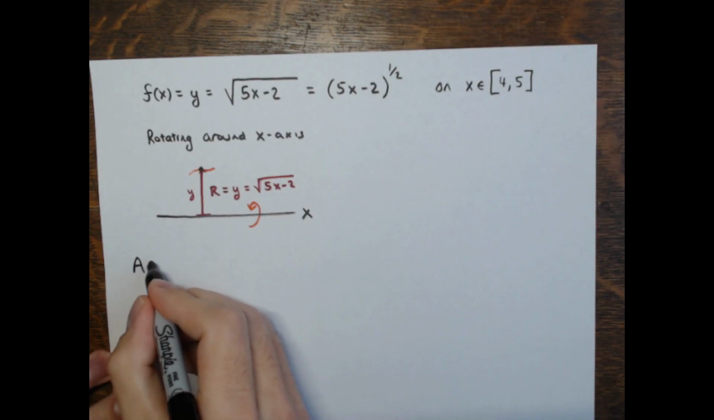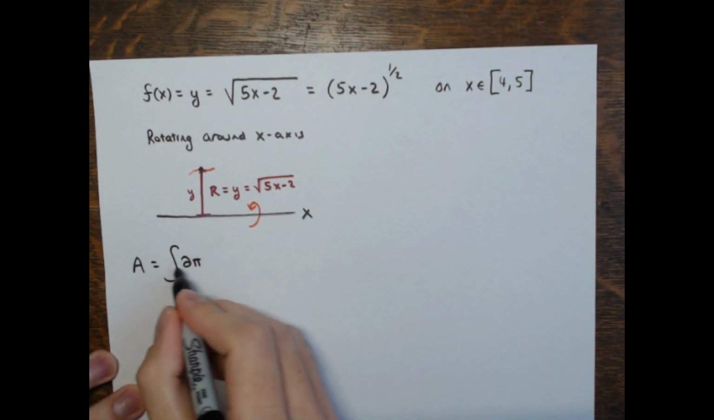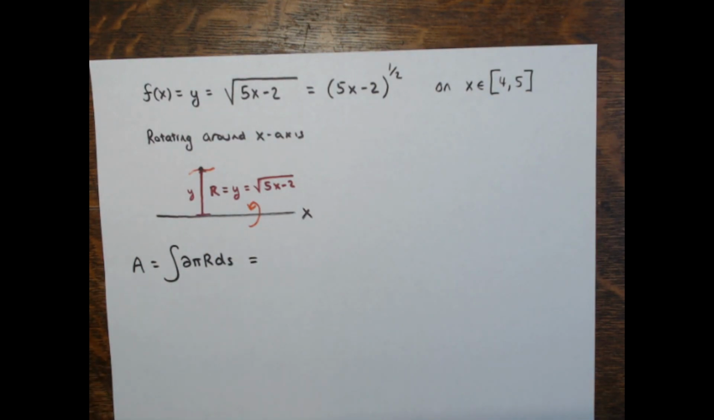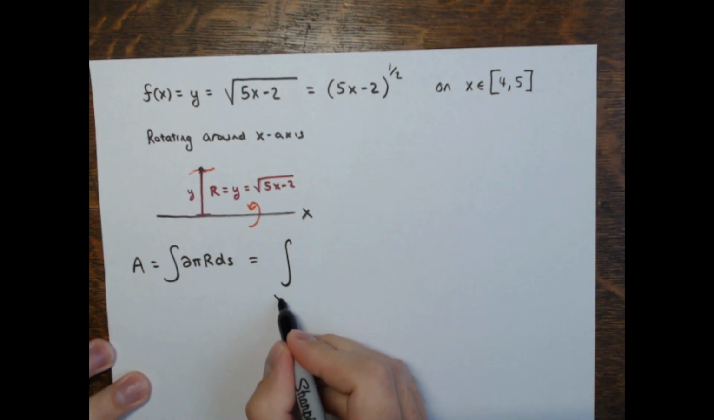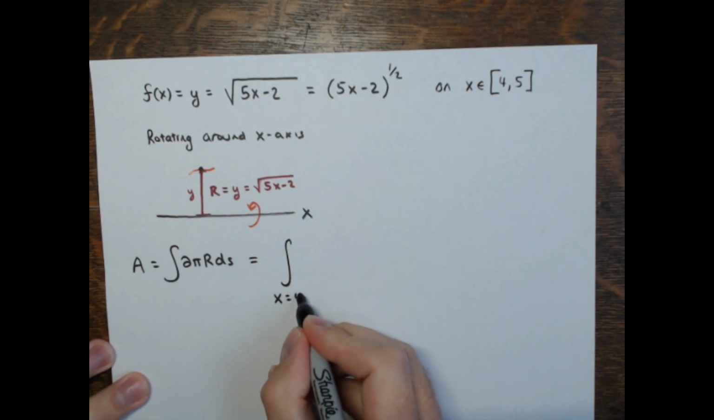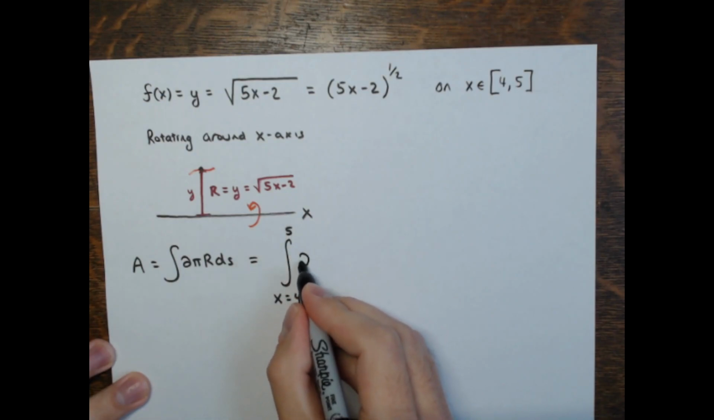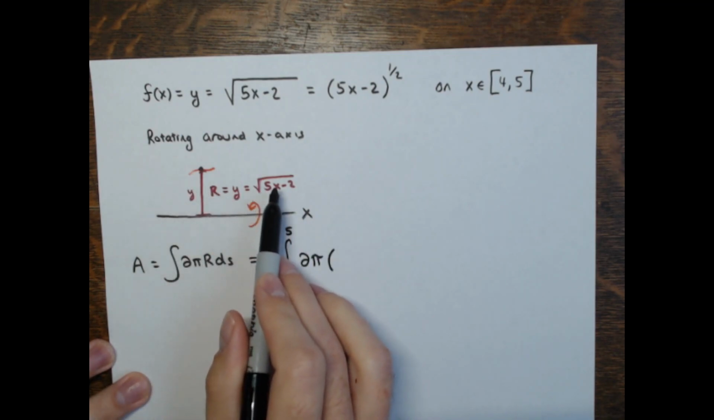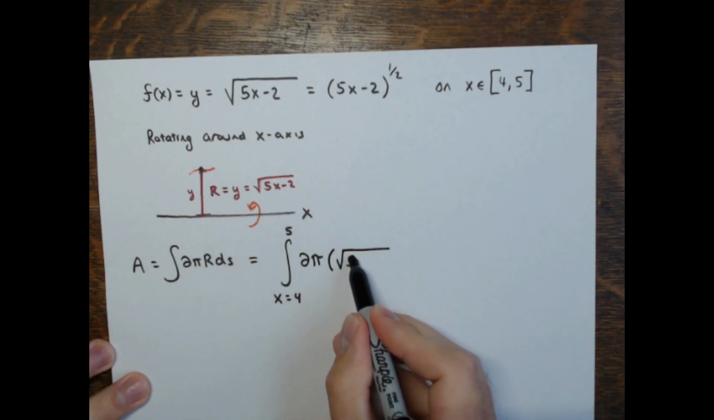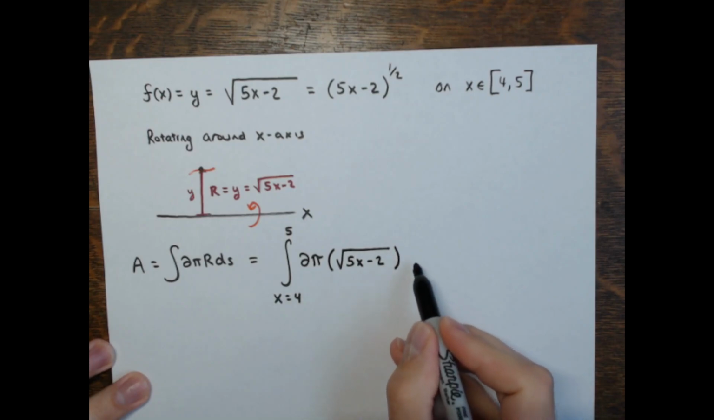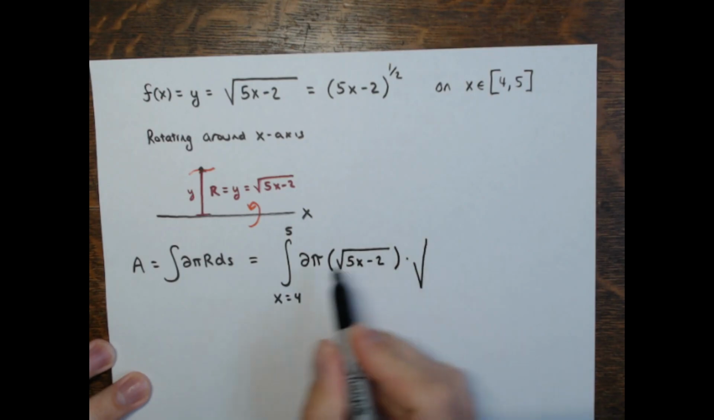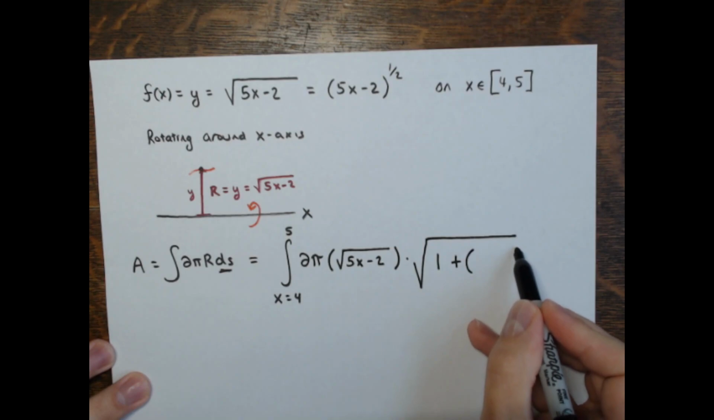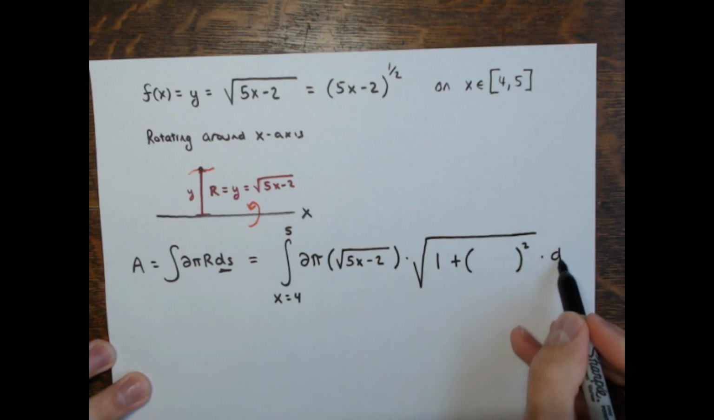So once again, surface area, right, the basic integral again, integral of 2 pi r ds. But rewriting things in terms of x, we get the following. The integral from x equals, right, we're going from 4 to 5 of the circumference of rotation, 2 pi r, and I said a second ago, the radius of the rotation in terms of x is the square root of 5x minus 2, times the square root, right, the ds is the square root of 1 plus y prime squared, right? So I'll put y prime in here squared and then times dx, right?